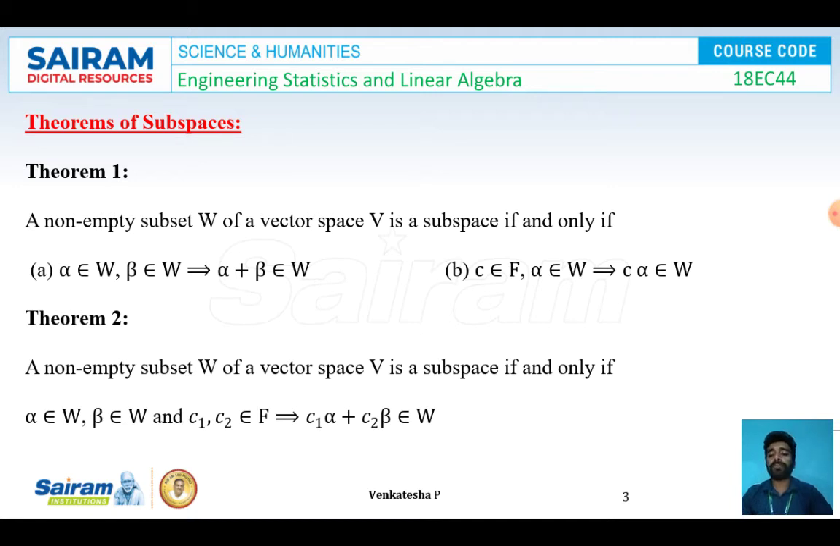Theorem number 2. A non-empty subset W of a vector space V is a subspace if and only if alpha belongs to W, beta belongs to W, and the scalars C1, C2 belong to F, then C1 alpha plus C2 beta must belong to W. So with these two conditions also, we can say that W is a subspace of the vector space V.